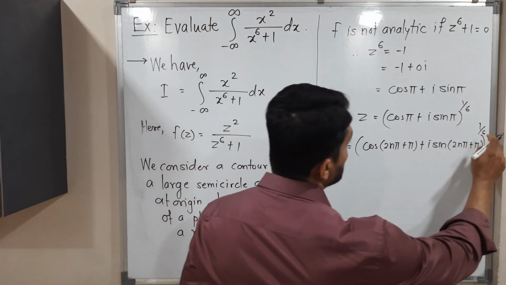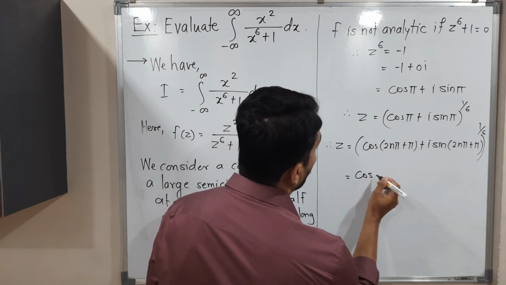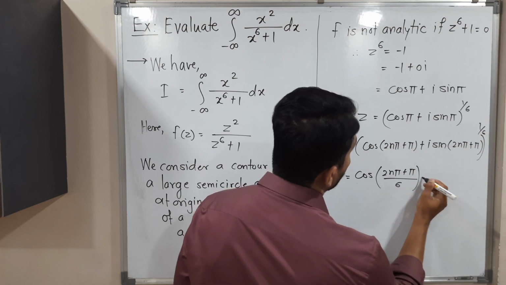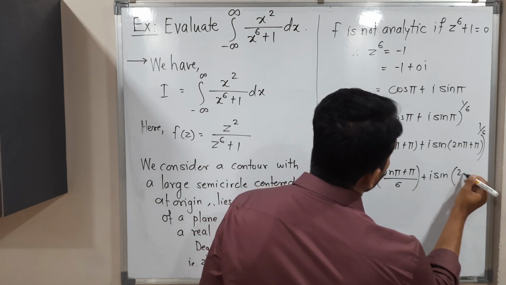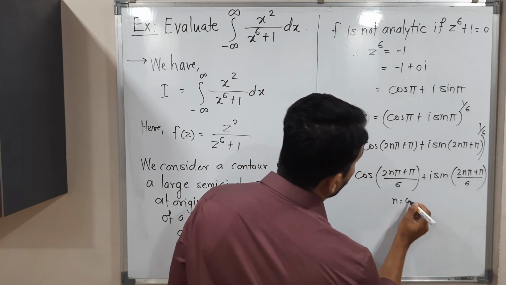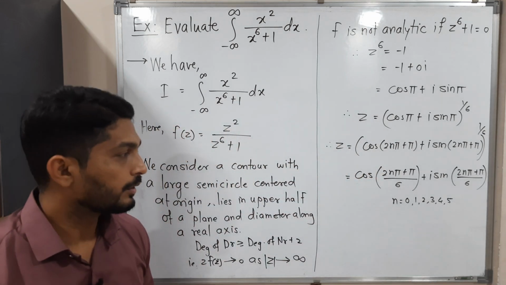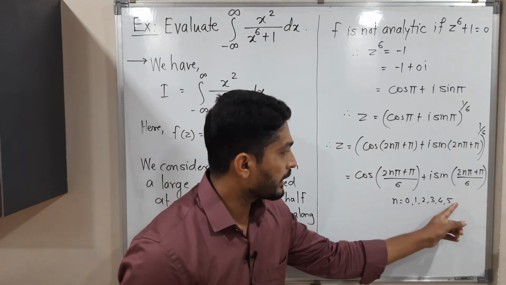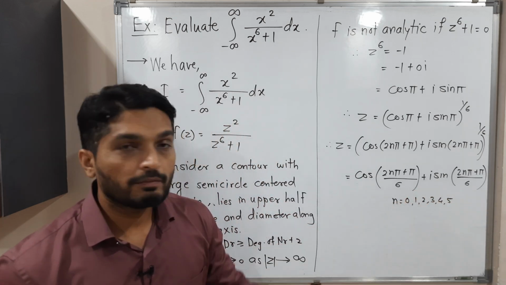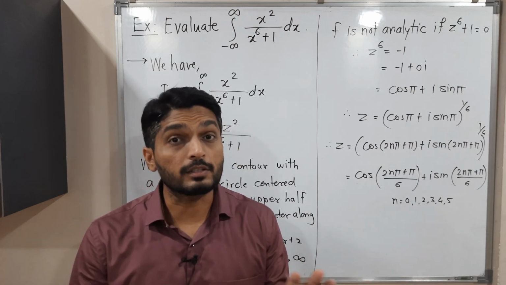Now I am applying de Moivre's theorem. It says that the power 1 by 6 will multiply that angle. So we get cos of (2n pi plus pi) divided by 6, plus i sin of (2n pi plus pi) divided by 6, and here n varies over 0, 1, 2, 3, 4, 5. If you take n equal to 6, then again you will get the same value which we get for 0. So I will put n equal to 0, 1, 2, 3, 4, 5, and then we will get 6 different roots.